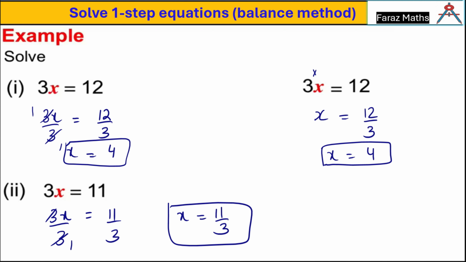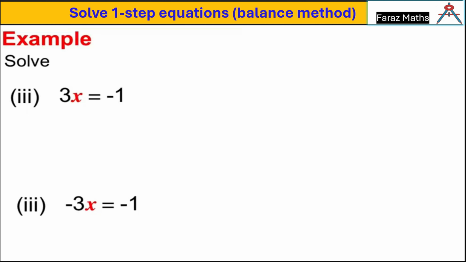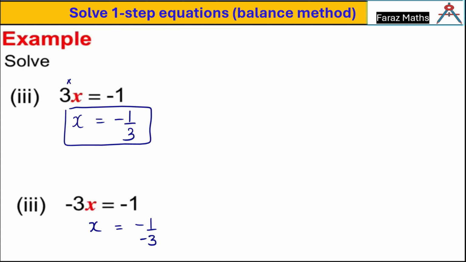There's no need to convert the fraction answer into decimals. With the next one, 3x is equal to negative 1. So x is equal to minus 1 over 3, because I know that 3 is in multiplication, so it will get divided on the right side. Here I can write x is equal to minus 1 over minus 3, and then x is equal to plus 1 over 3, because whenever you divide a negative sign by a negative sign, it becomes positive.